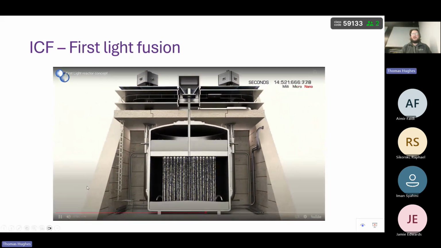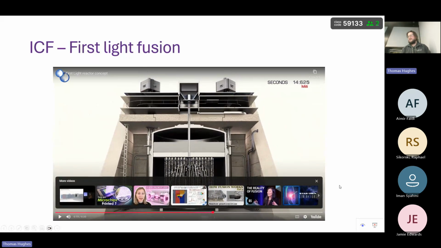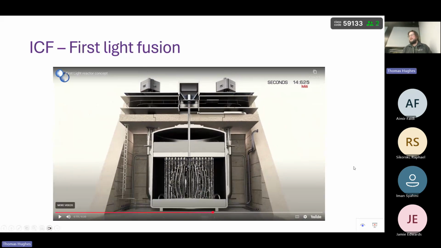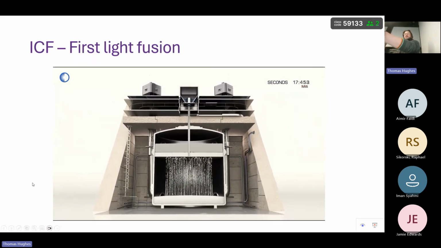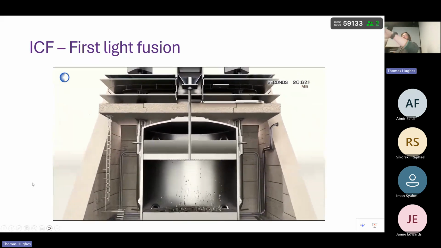Any ideas what this liquid is? Any guesses on what it would be? Anyone? No? Yeah. Lithium? Correct. They want a liquid lithium shower in their reactor with a metal containment vessel. So this shower is meant to absorb all the radiation and also act as your breeder blanket at the same time. So this one's done in about 20 seconds, and then they reload and go again.